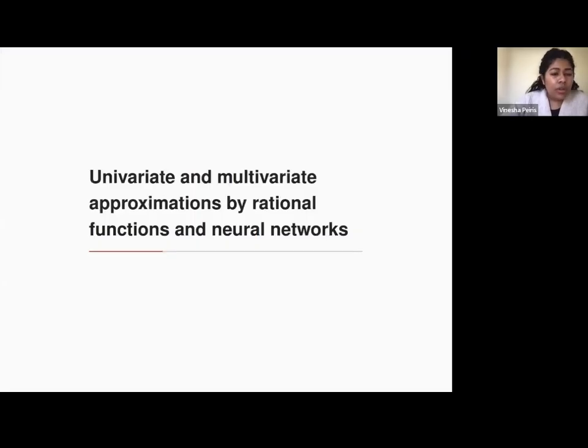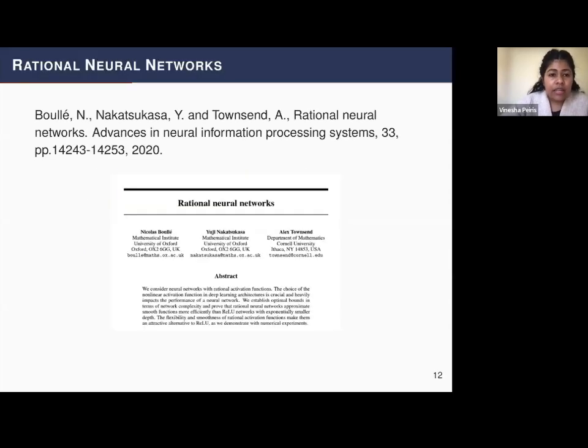Okay, now we are going to have a look at univariate and multivariate approximations by rational functions and neural networks. So we now know we are dealing with rational approximation in the uniform norm, and we are now going to construct a few neural networks, but they are very, very simple, and the loss function is based on uniform approximation. But before we talk about these experiments, let's have a look at rational neural networks.